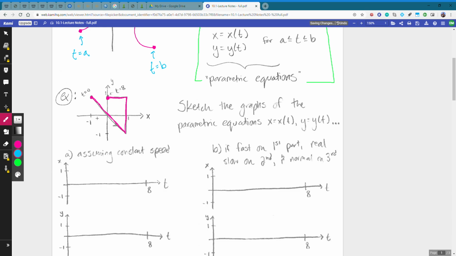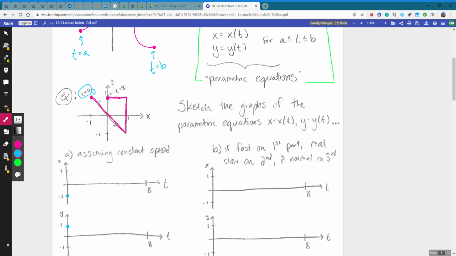To help give us a start, notice that at time 0, our particle is right here at the top left. Right? And so thinking about our x and y coordinates, well, our x coordinate is -1. So our x function's graph is actually going to start here. At time 0, the x coordinate is -1. But thinking about the y coordinate, it is +1. And so at time 0, the y coordinate should be at +1.